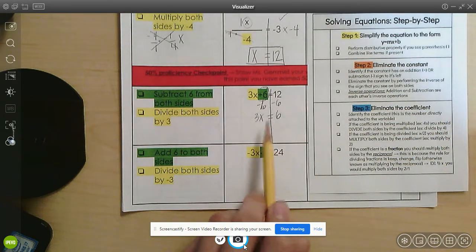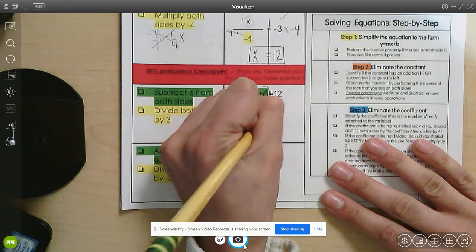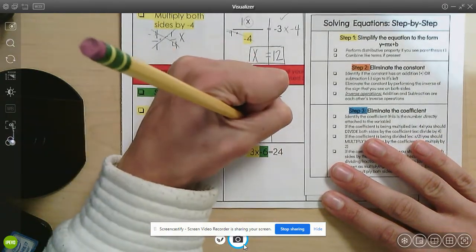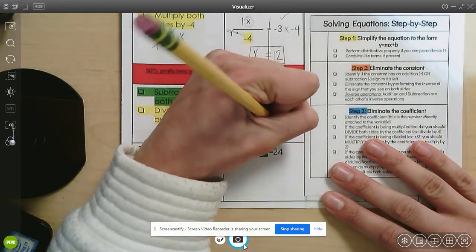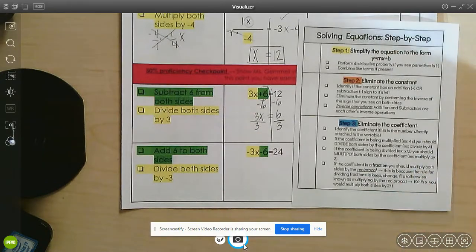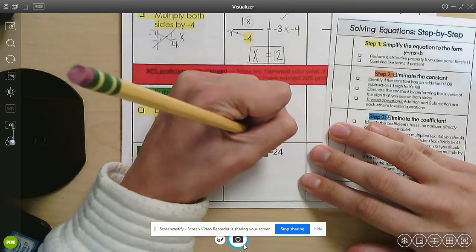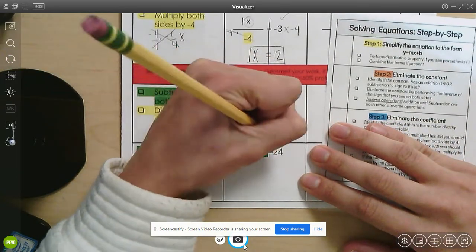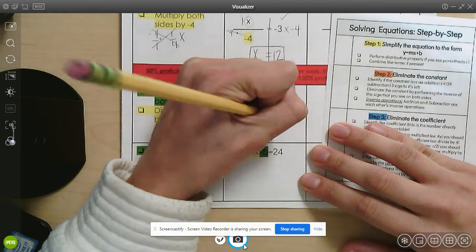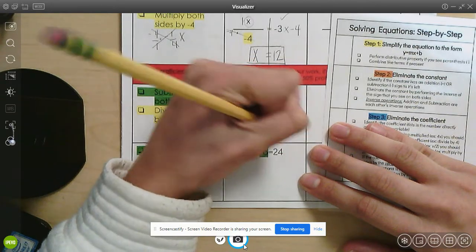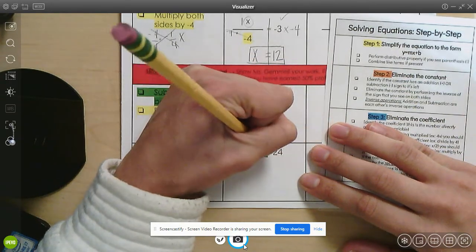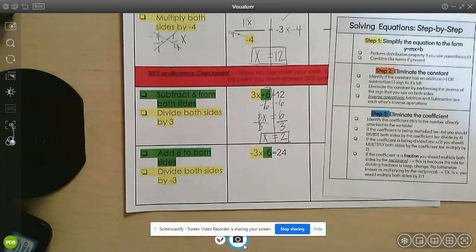So because this is multiplication, I need to do the inverse to get rid of it. So I'm going to divide by 3, divide by 3. Remember the golden rule, whatever I do to one side, I have to do to the other. 3 divided by 3 is 1, so I'm left with 1x, or just x, equals, and then 6 divided by 3 is 2. So my final answer is x equals 2.